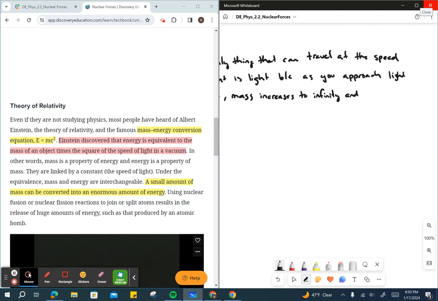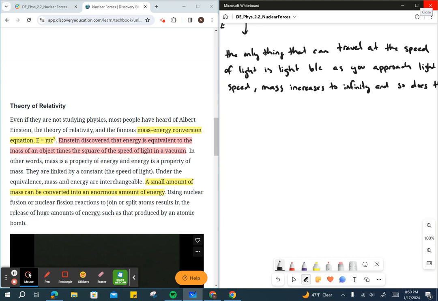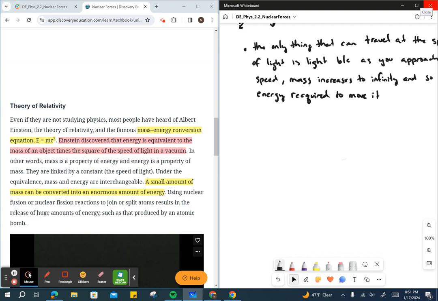And so does the energy required to move it. If you had a spaceship, and you start to get faster and faster towards the speed of light, the mass of your spaceship would just increase to infinity. And if you have something that massive, you're going to require an infinite amount of energy to move it, which just can't happen. Okay. He also said that time also stops as you approach the speed of light.